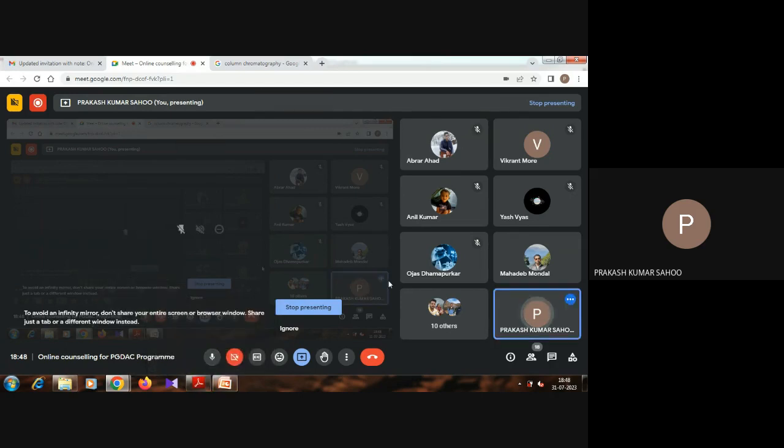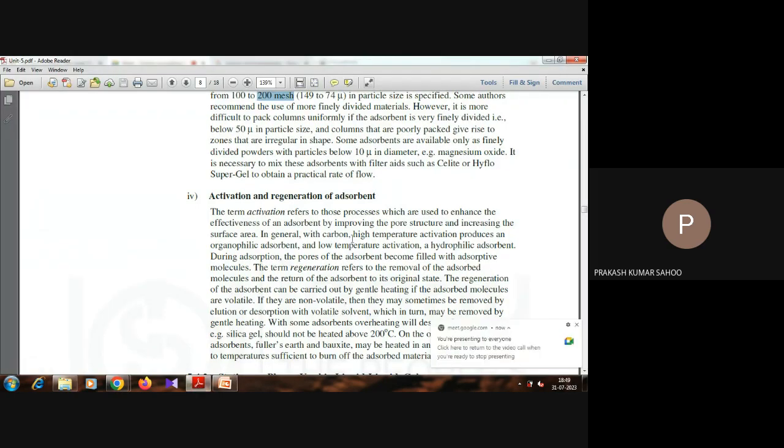So the particle size as well as the type of adsorbent and surface area of the adsorbent are important factors to select which type of adsorbent we have to select for our sample.